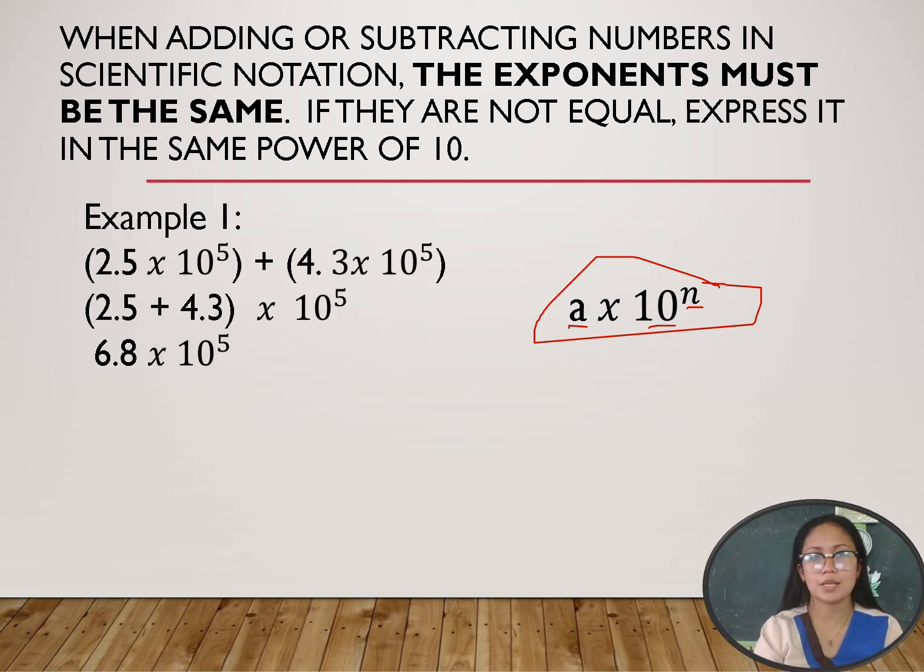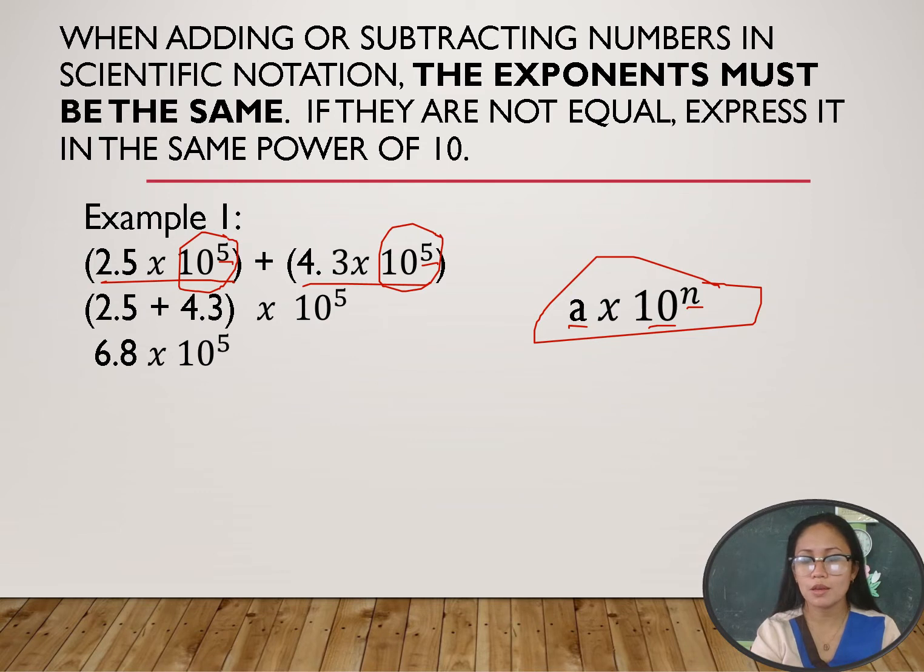Let's have this first example. 2.5 times 10 to the power of 5 added by 4.3 times 10 to the power of 5. So our second factor in the expression 2.5 times 10 to the power of 5 is 10 to the power of 5. Our exponent here is 5. For 4.3 times 10 to the power of 5, our second factor is 10 to the power of 5. Still, our exponent is 5.